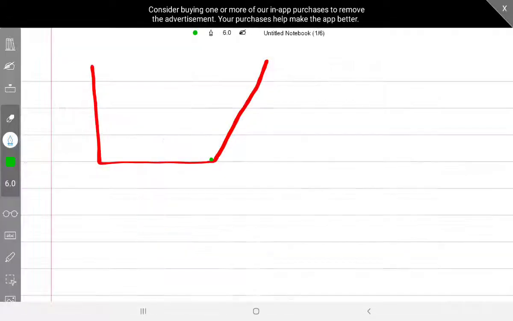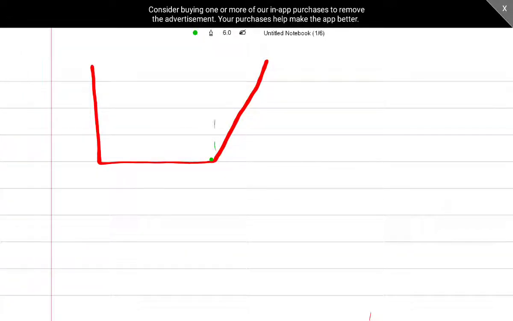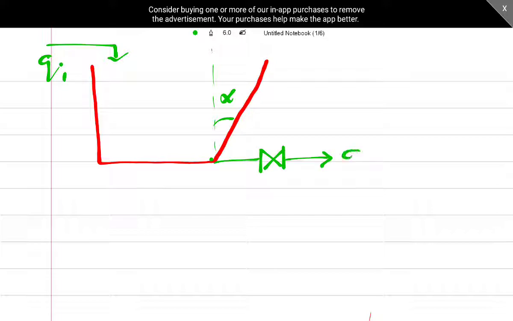Let me draw it again. So let us consider this angle alpha. Now this is your Q, say Qi or Q naught, whatever you can consider. There is a resistance and this is your output Q.